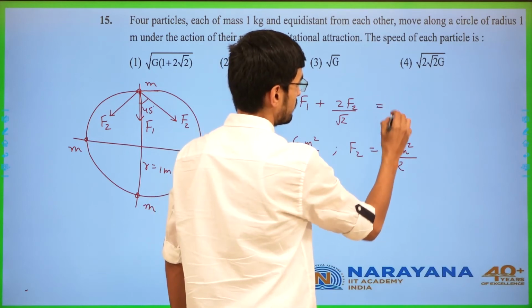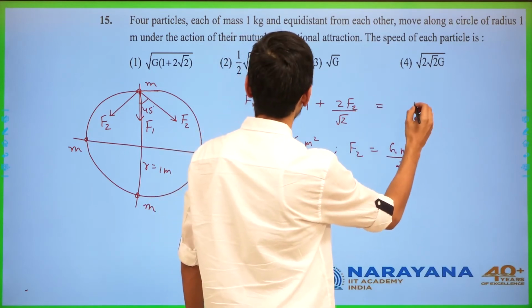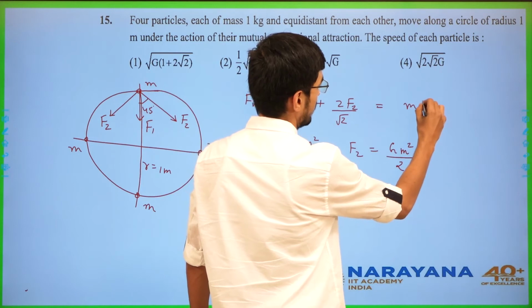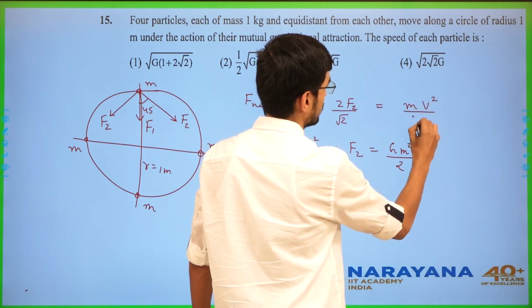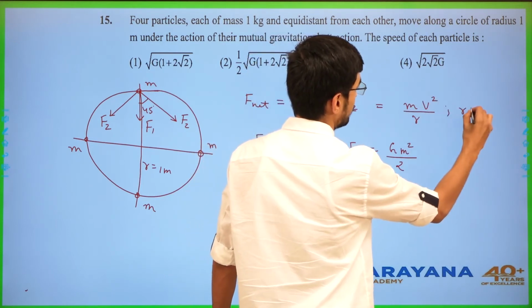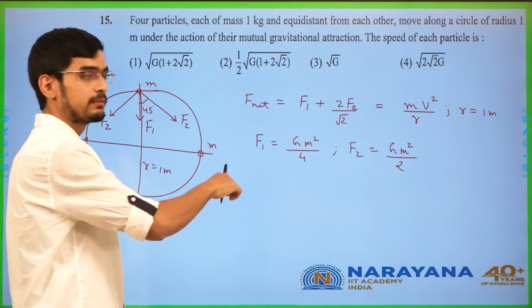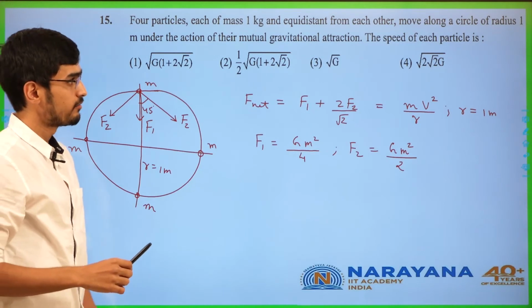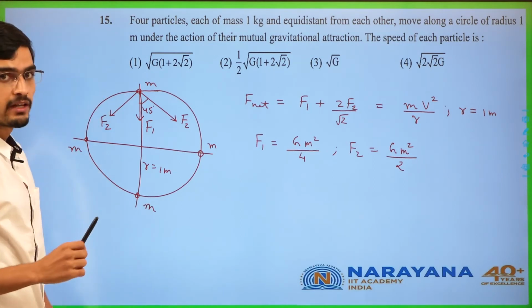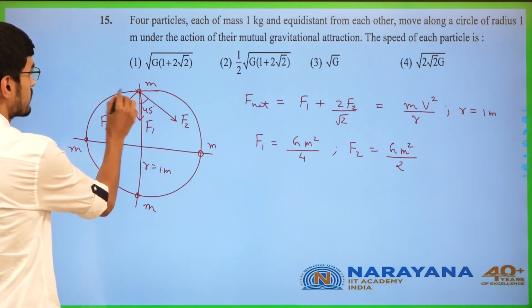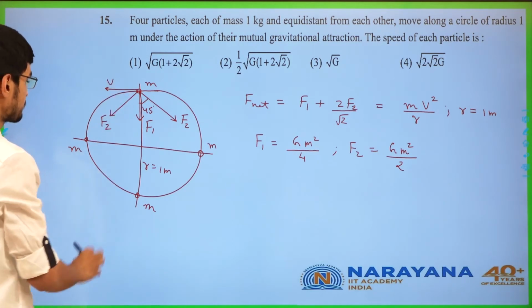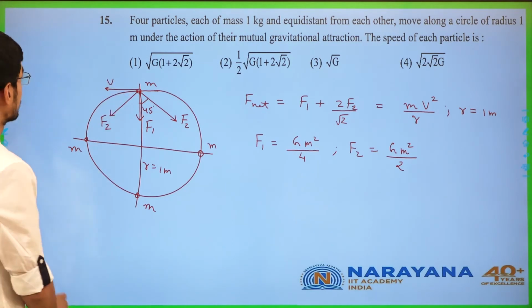Now after putting the values of F1 and F2 in this, we can equate this to mv square by r, where again r is known to be 1 meter. Right? So just put these numbers in this and we will get the final answer for the speed value of any one particle. Let's say this is the direction of velocity. Okay, next question.